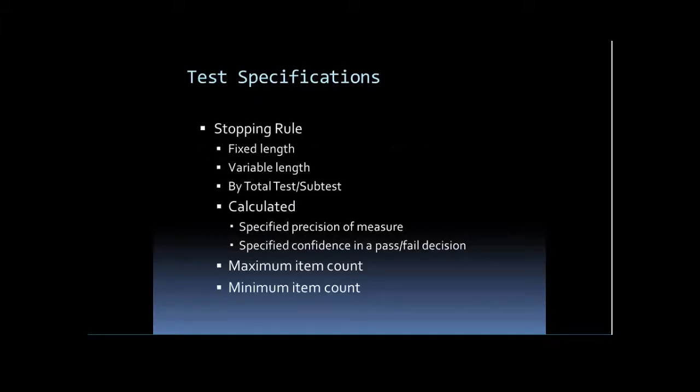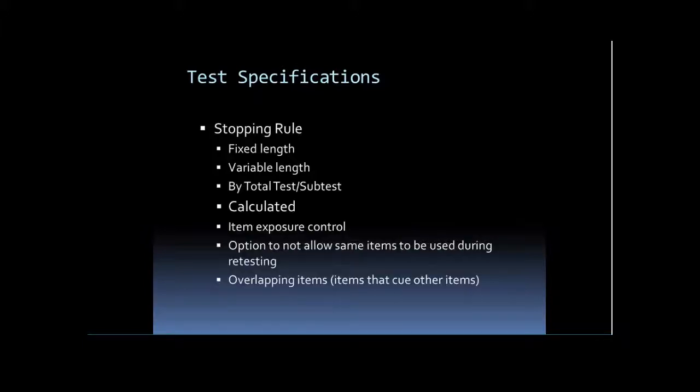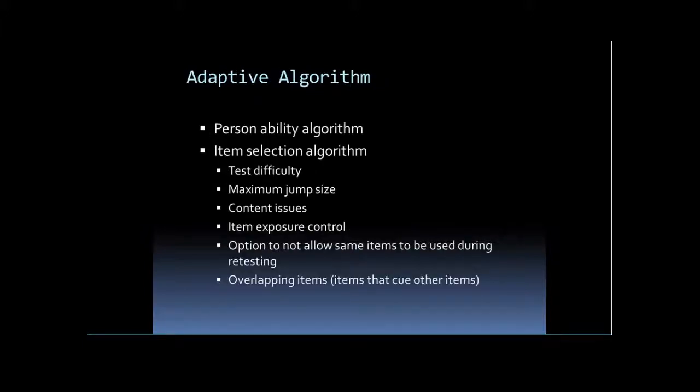So we can set stopping rules based on fixed length, variable length, looking at subtests, precision, pass-fail, maximum item count, minimum item count, lots of things you can dial in, or you can just take the default and be happy about it. We actually have 2 algorithms in use at all times. One is we're estimating the person's ability level, so we are taking the responses they've given to a given set of items and calculating their ability level, what we know about them. And at the same time, we're using an item selection algorithm, knowing what their responses have been, what's the next item we should give them.